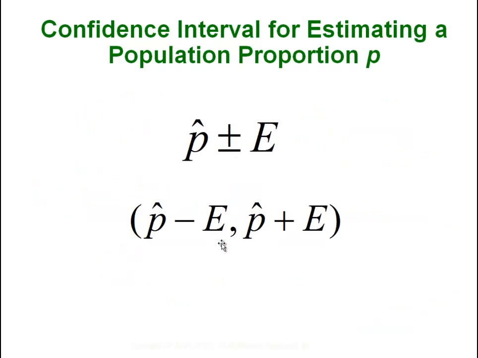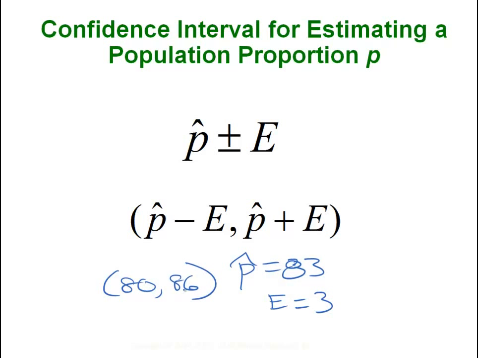Another way of saying this is if we write P hat plus and minus E, here is what it is, right? If you take your P hat and you subtract E from it, that gives you the lower end. Go back to our example where P hat was 83 and E was 3. Then 83 minus 3 gives you that low end of 80. 83 plus 3 gives you that upper end of 86, and there is our confidence interval that we saw from our previous example.